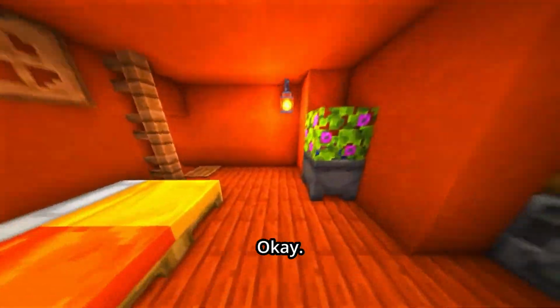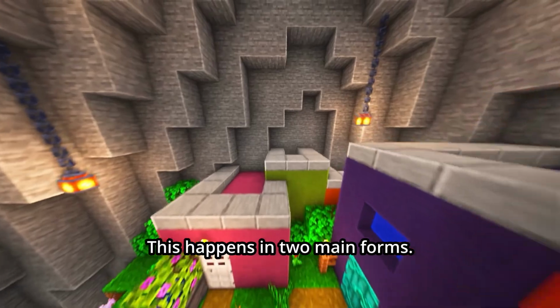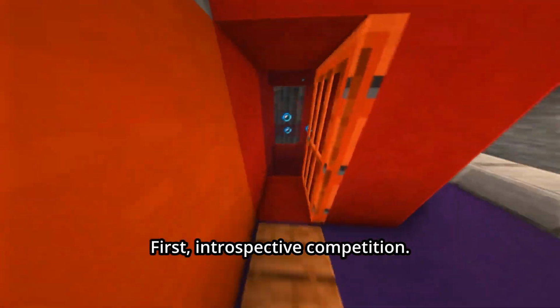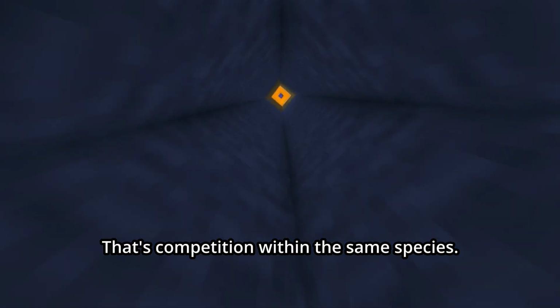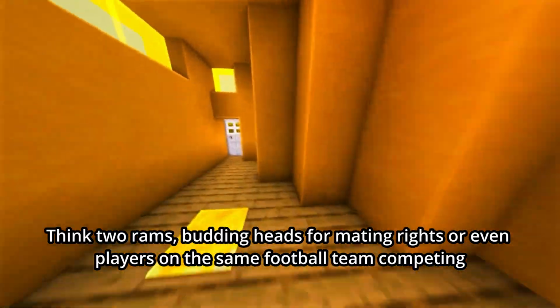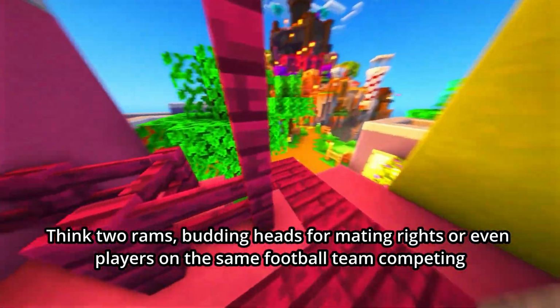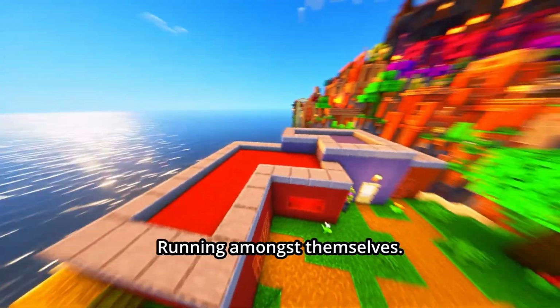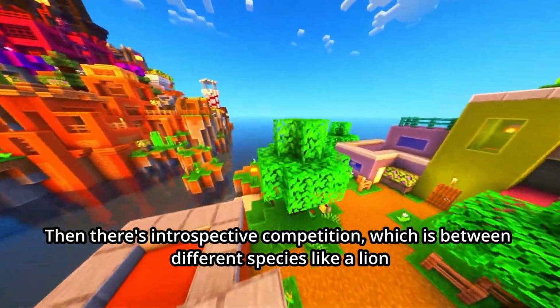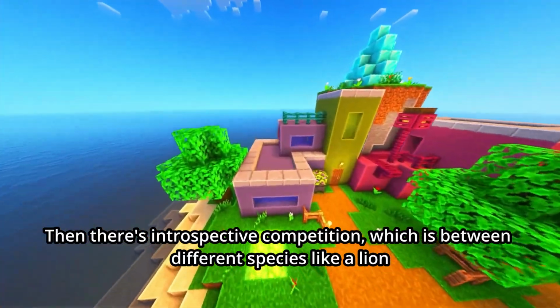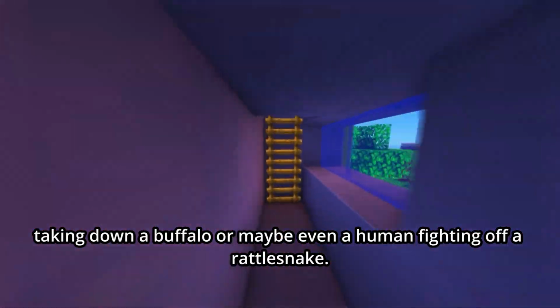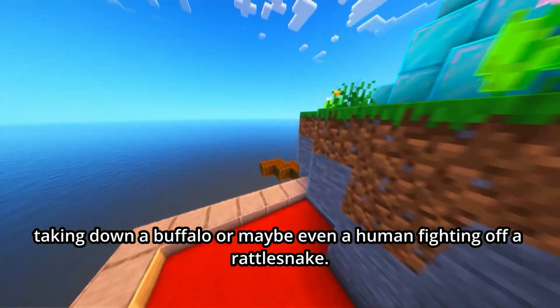Makes sense. Okay, within ecosystems, we see competition. This happens in two main forms. First, intraspecific competition. That's competition within the same species. Think two rams butting heads for mating rights, or even players on the same football team competing for a starting spot. Fighting amongst themselves. Then there's interspecific competition, which is between different species, like a lion taking down a buffalo, or maybe even a human fighting off a rattlesnake.